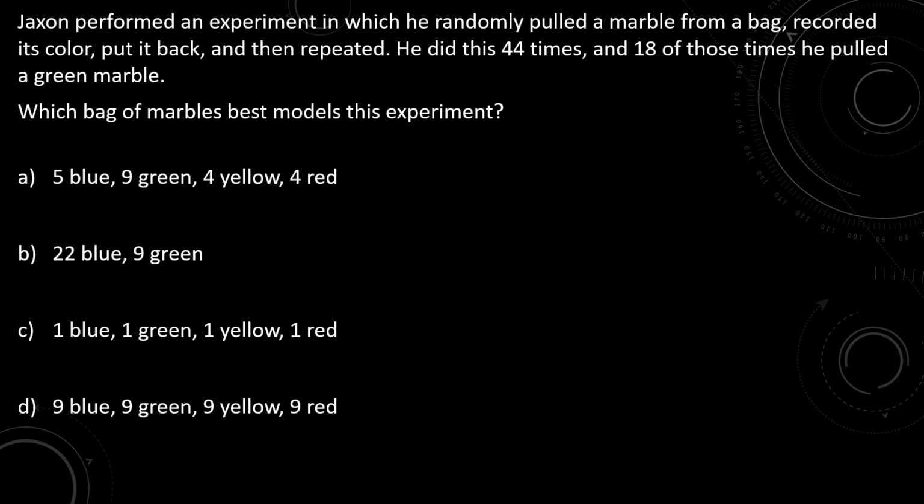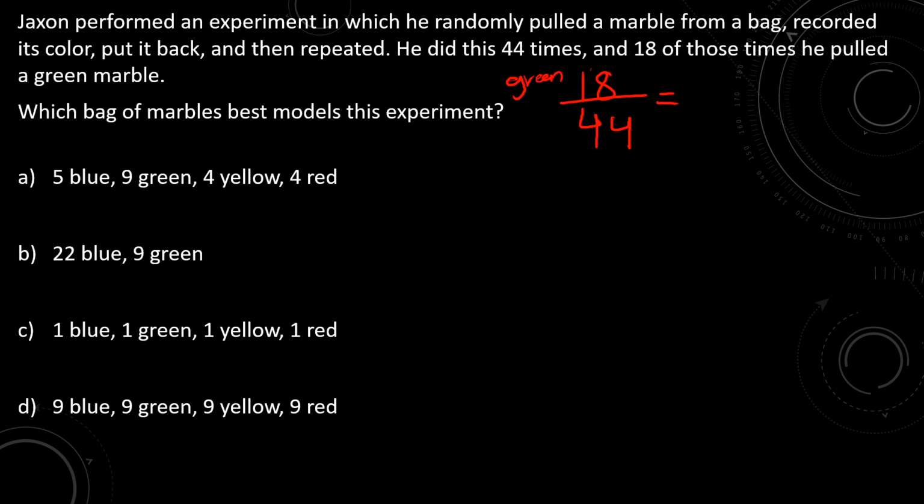Our next question says that Jackson performed an experiment in which he randomly pulled a marble from a bag, recorded its color, put it back, and then repeated. He did this 44 times, and 18 of those times he pulled a green marble. Which of these bags of marbles best models this experiment? Okay, so he did it 44 times was his experiment, and 18 of those times he pulled green. So this is the probability of a green marble.